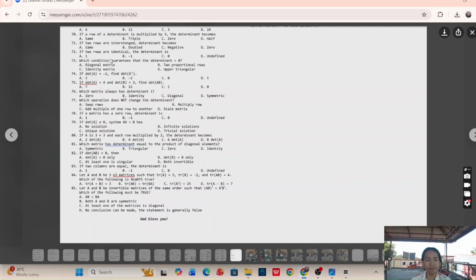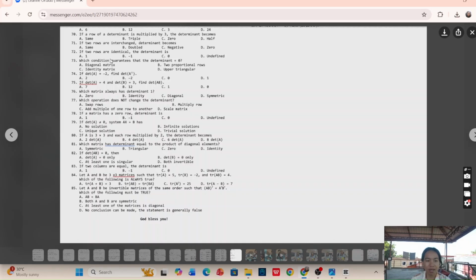Number 72. If two rows are identical, the determinant is A 1, B -1, C 0, or D undefined. The correct answer for number 72 is letter C. It is because identical rows make the determinant 0.